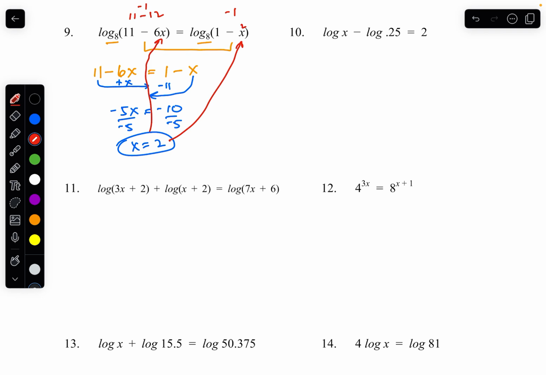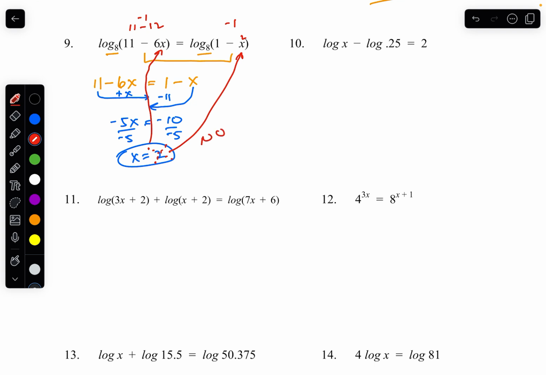So it looks like you have log base 8 of negative 1 on both sides, but remember, you cannot have negatives inside your logarithm. It's not real. So we want to get rid of this, and this is a no solution. So be really careful. You should just kind of double check. This one wasn't even negative, so students feel like they found the right answer.